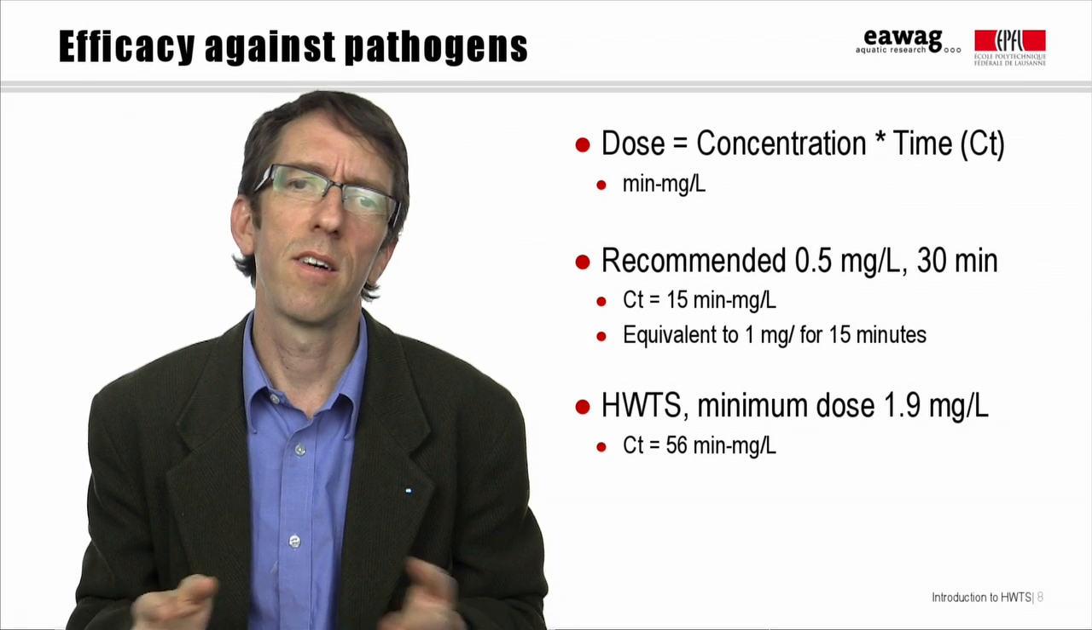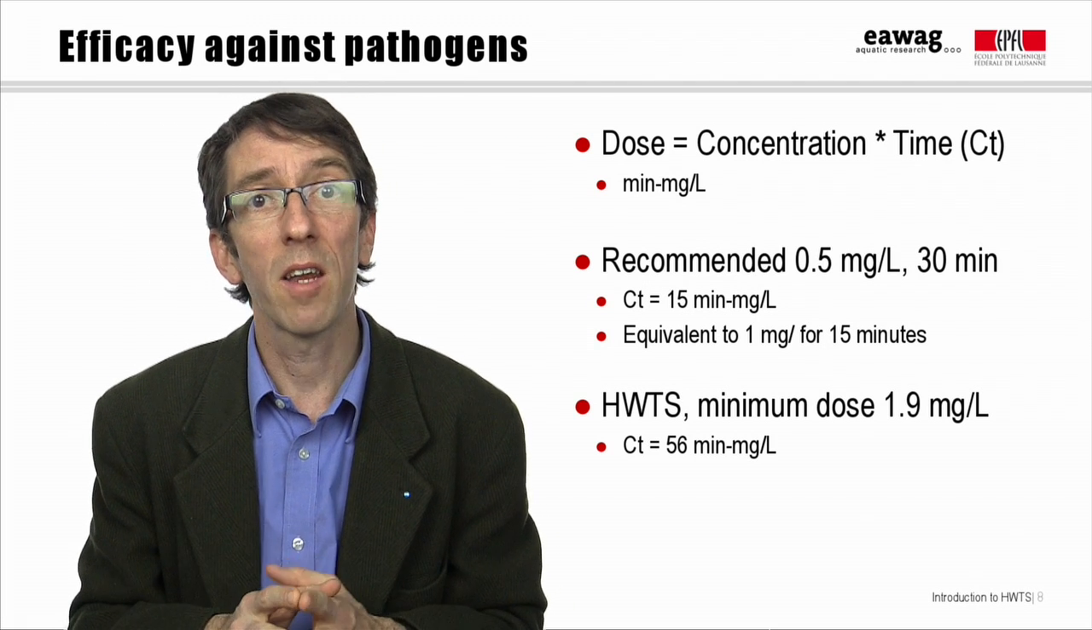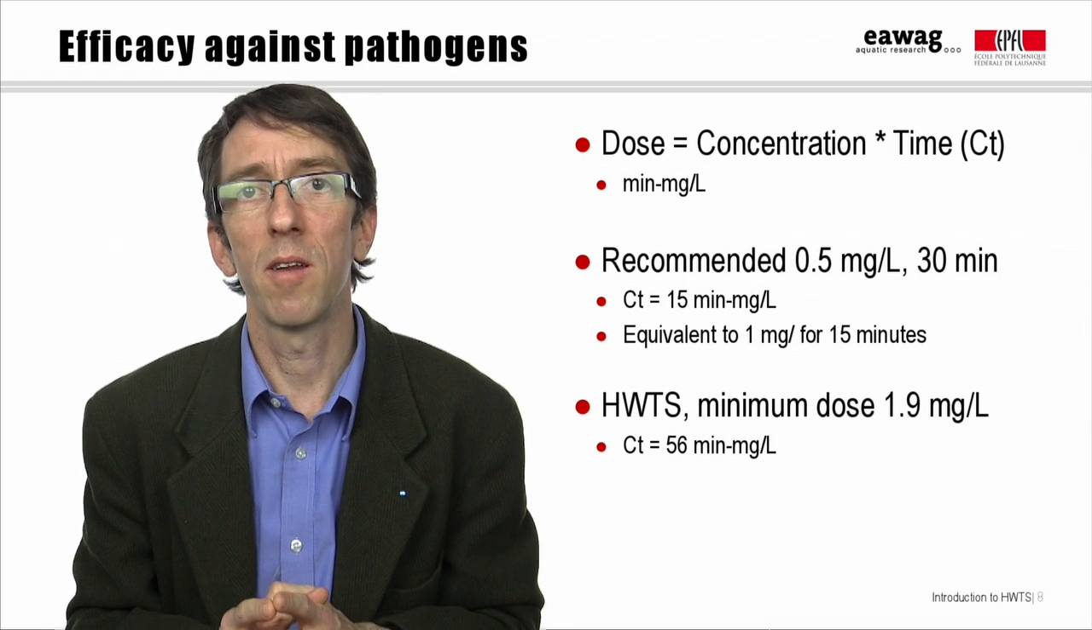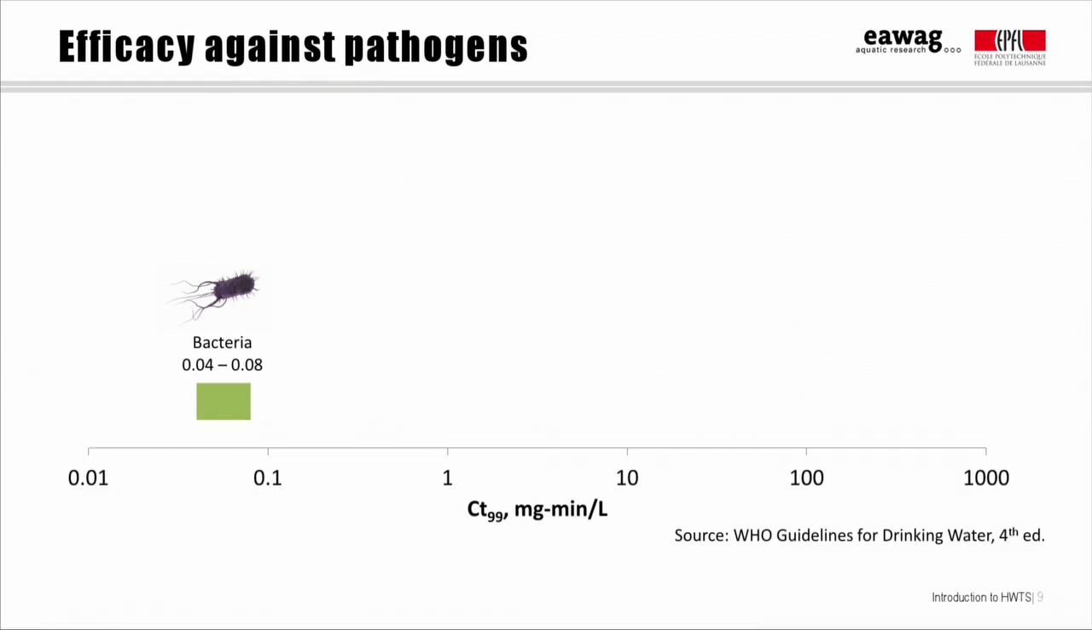In HWTS, a typical dose is around 1.9 milligrams per liter, which gives a larger CT of 56 minute milligrams per liter. How effective is this dose? Well, this chart shows the CT99. That's the CT dose necessary to achieve 99% kill, and you all know instantly by now that that means a 2 log reduction value, right? Well, bacteria are very sensitive to chlorine, and a CT of less than 0.08 is necessary to achieve 2 LRV.